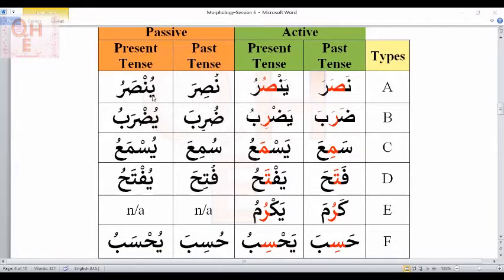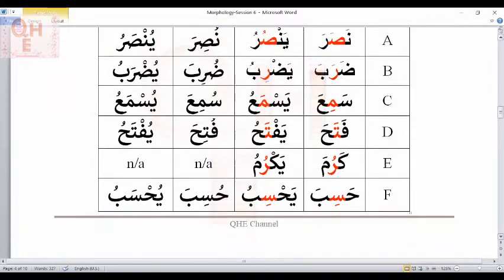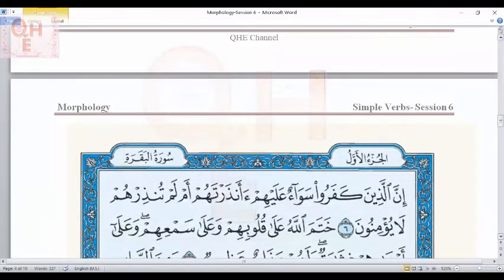Now passive present tense: the prefix will always have dhamma and the second root letter will always have fatha. There is no change. All 6 types have exactly the same pattern. This is very important to notice for the passive present tense, because there is one verb in the mazid fihi that has some similarity. I will show you. So now let's go into the verses and try to identify simple verbs, inshallah.